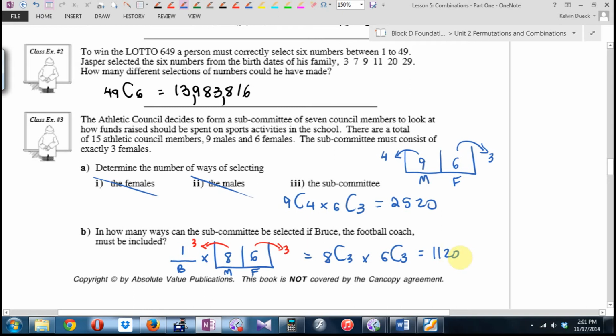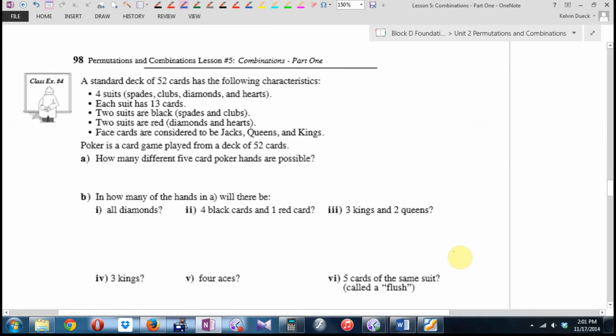Anybody play poker? Okay. In poker, Mark, you don't care when you got the ace. You only care if you got the ace. Cards, hands of cards, are chooses, are combinations. Let's look at some. Next page.